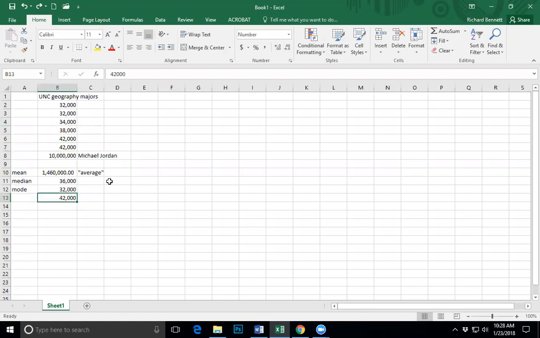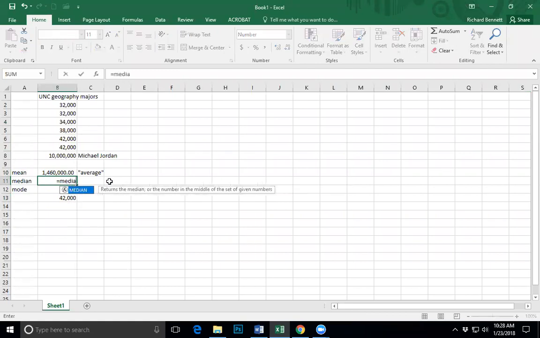Okay. Now, my question to you all is, do you think that this computer is smart enough to figure the median out itself? The median. Yeah. If you were Bill Gates and you wanted to come up with a command for the median, what command would you use? Equals median. That's a great idea. That'll work. Okay. All right.